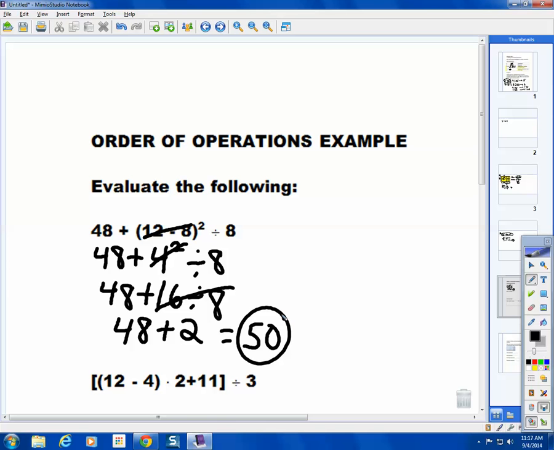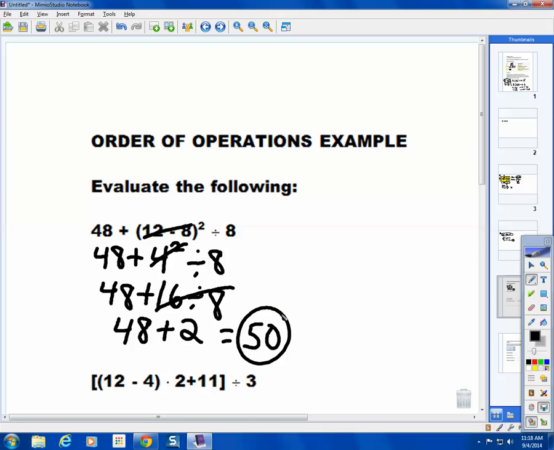Guys, if I ask myself those 4 questions, are there any parentheses? Handle those. Are there any exponents? Handle those. Do your multiplication, division, left to right. Do your addition and subtraction, left to right. Stuff we should be able to handle, right? Okay with that? Okay, let's try another one together, all right?